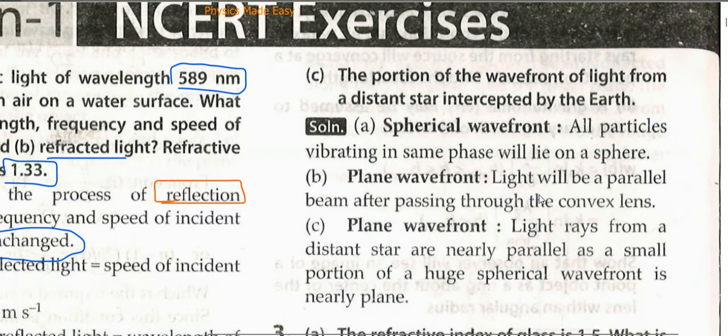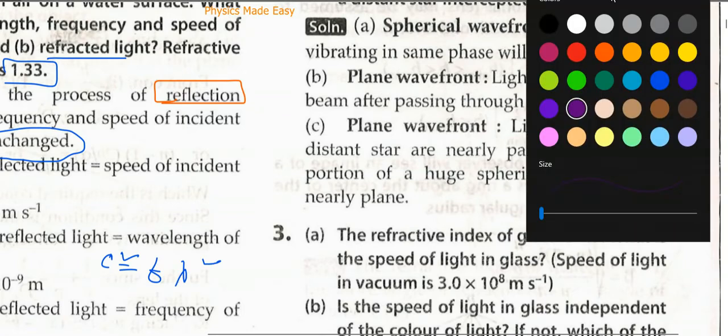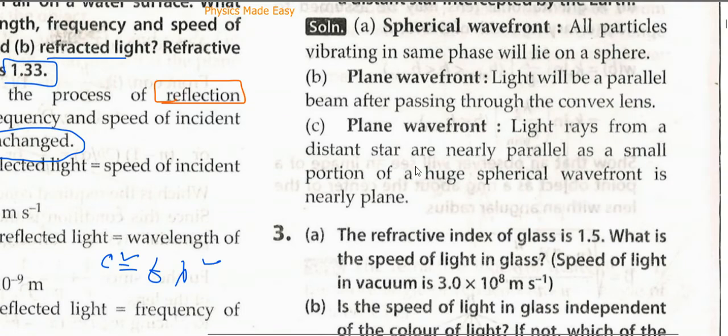The portion of the wavefront of light from a distant star intercepted by Earth. Now when the star is at a very large distance, all the wavefronts, whether spherical or cylindrical, when they come from a large distance, become plane wavefronts. Note this point. So I think all these points are quite clear.